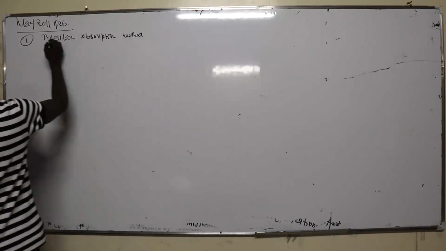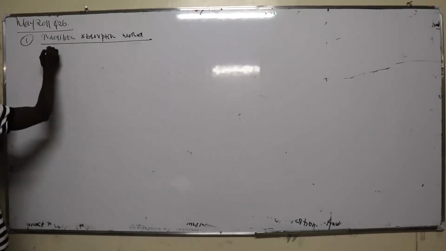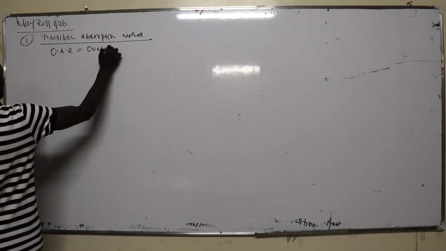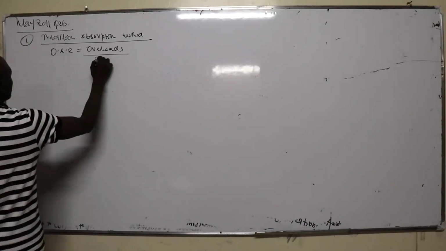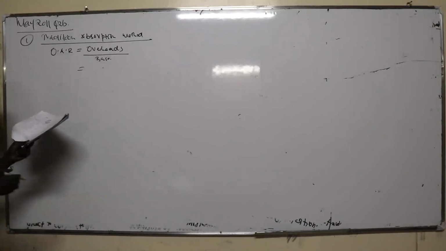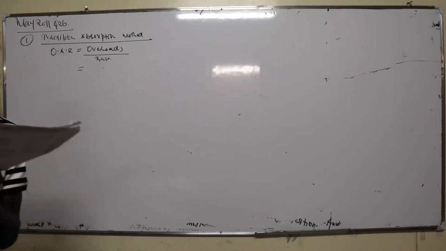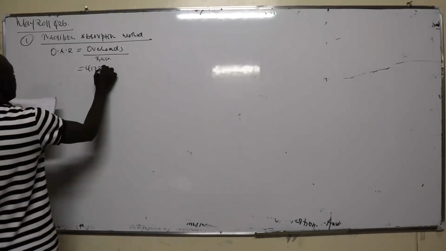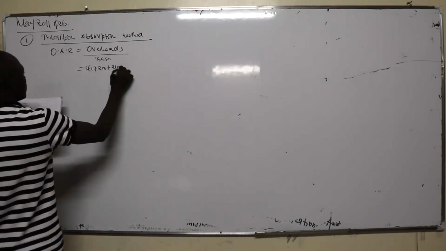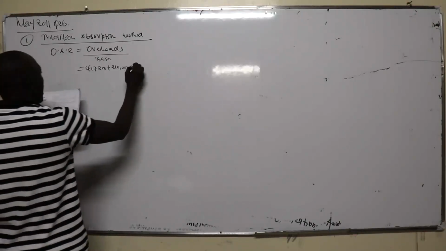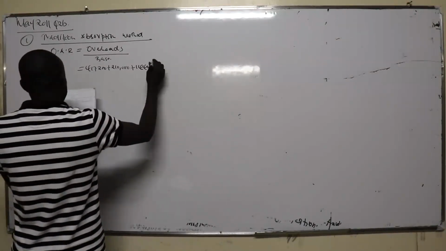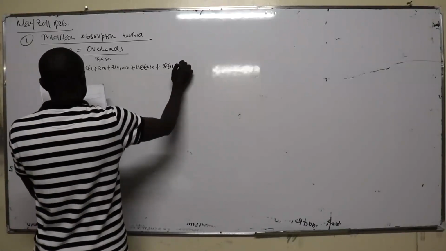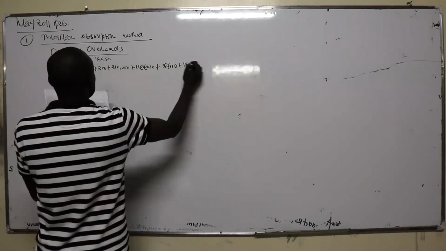Traditional, or conventional. So here we have the overhead absorption rate, which is equal to overheads over the base. So here we've been told the overheads. You add the total overheads. The total overhead here is going to be 417,200 plus 210,000 plus 144,000 plus 84,000 plus 184,800.